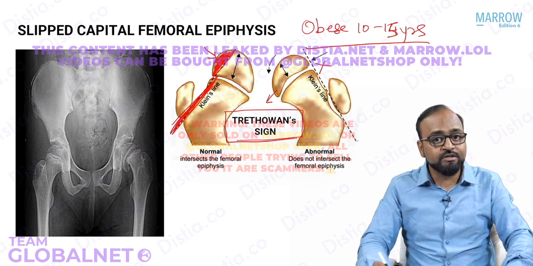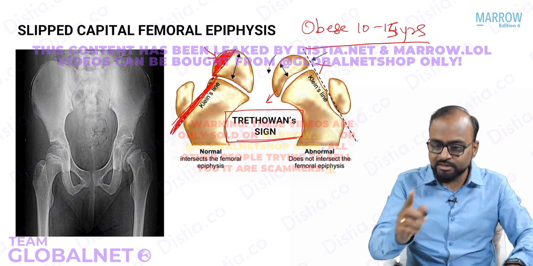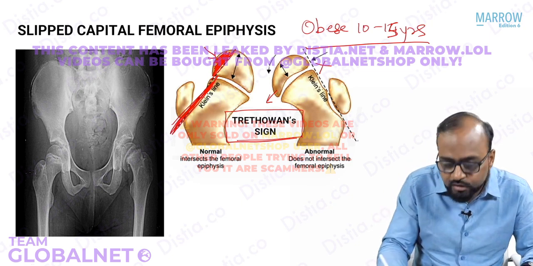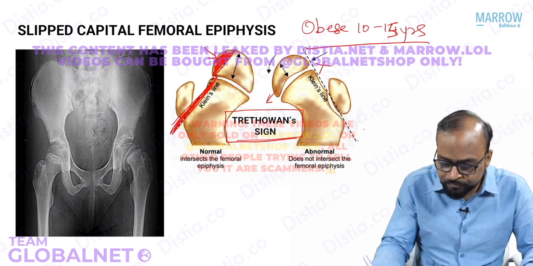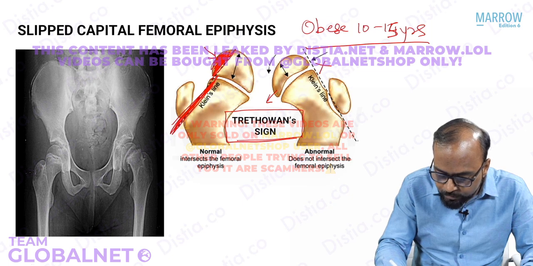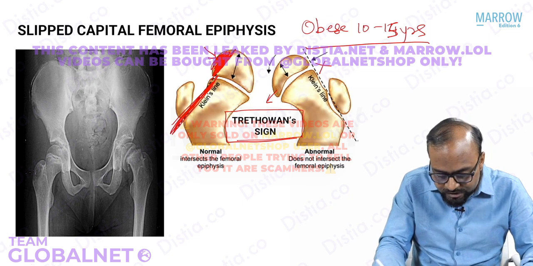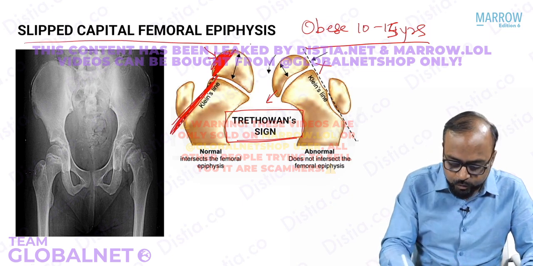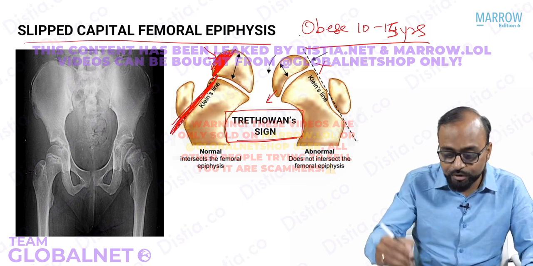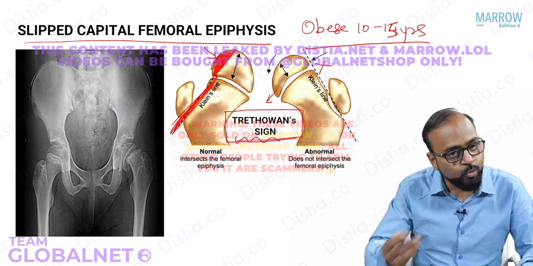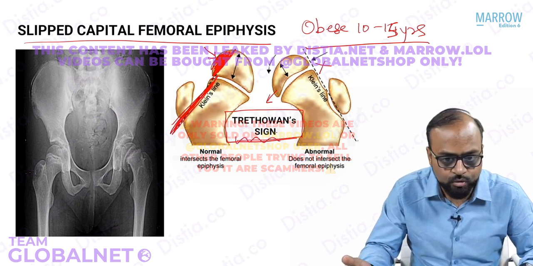So what have we discussed here? We have discussed what Klein's line is. Klein's line is drawn along the superior edge of the femoral neck. It should always cut through a part of the femoral head epiphysis. But if the femoral head epiphysis has slipped, in slipped capital femoral epiphysis, it will not cut through it. That is called Trethowan's sign.